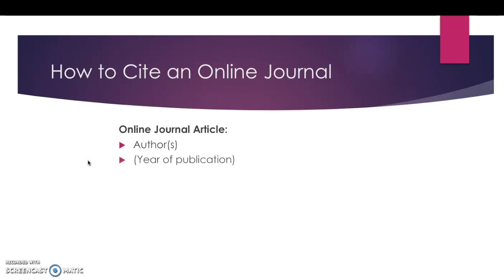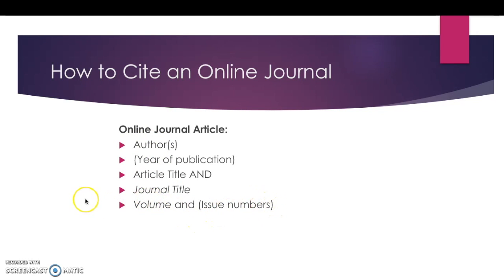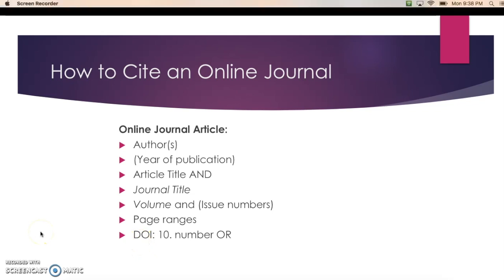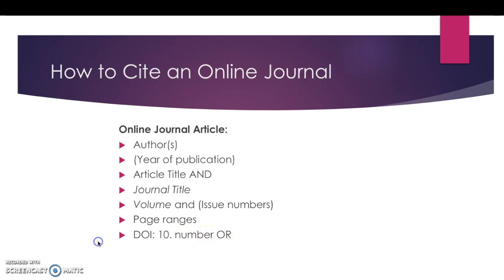Again, you'll need the author's names, the year of publication, the article title, and the title of the journal the article was published in. The title of the journal is italicized. The volume, italicized, and the issue numbers in parentheses, if they are available, a page range, and a DOI number. That stands for Digital Object Identifier. It's a number that begins with a 10 and a dot, followed by a list of numbers. Or, if you can't find that, use the full URL.